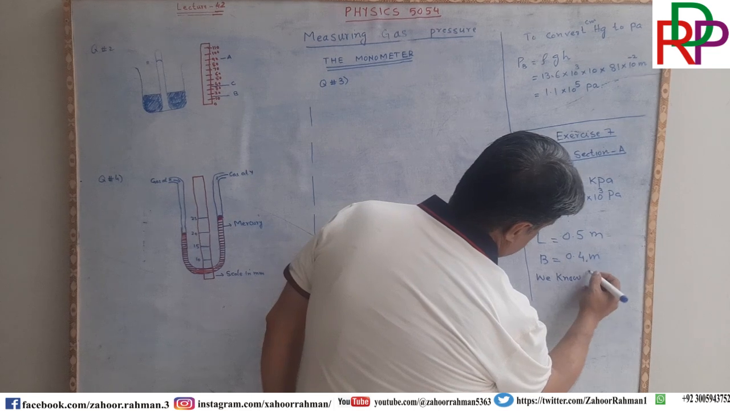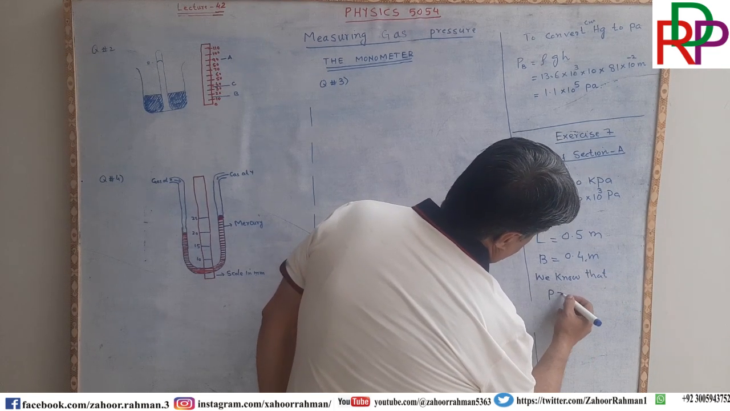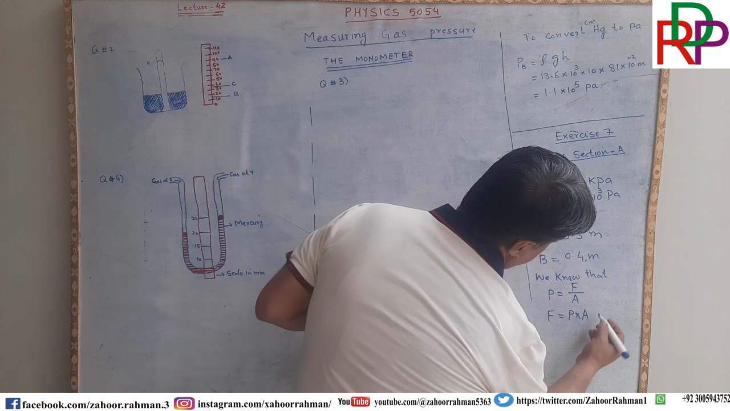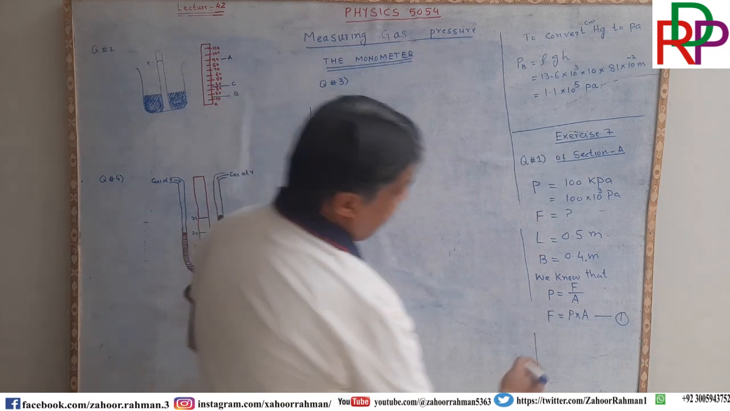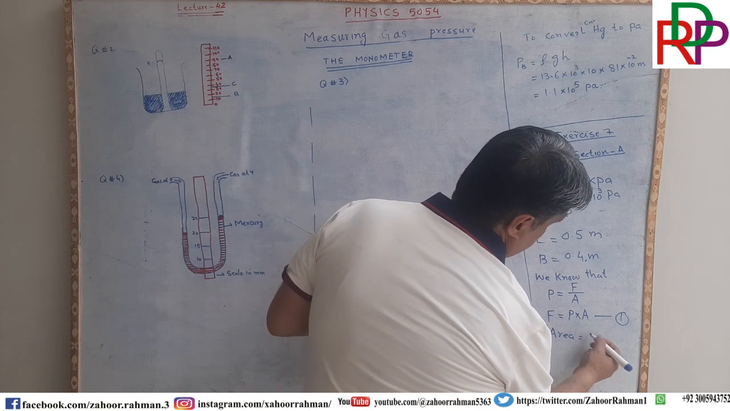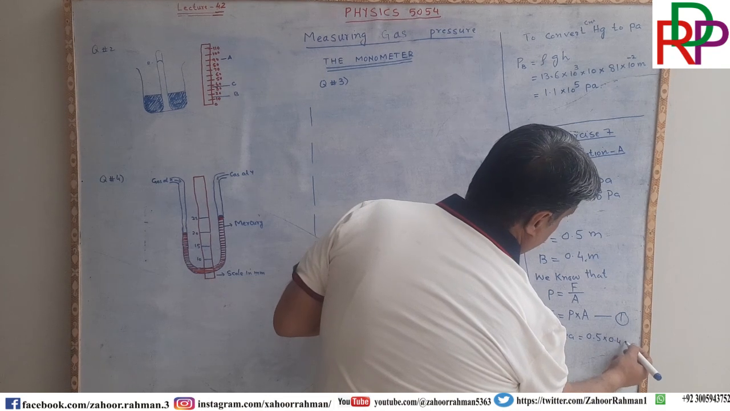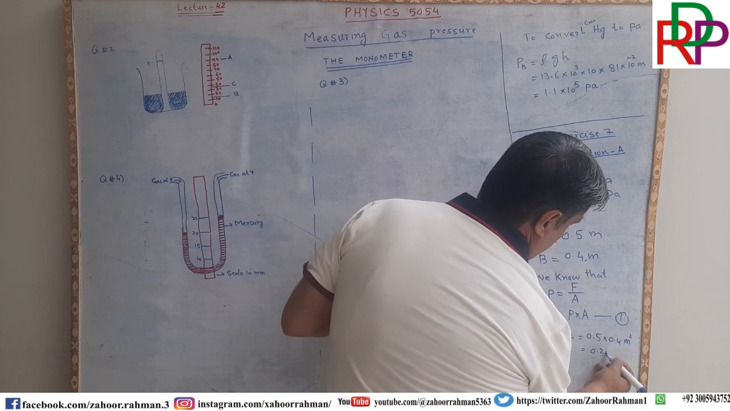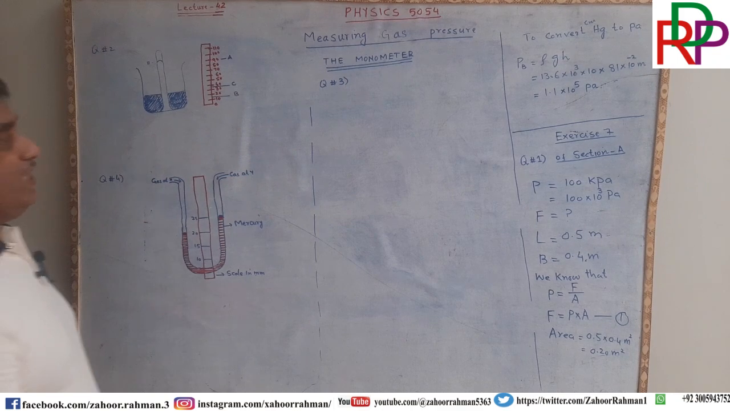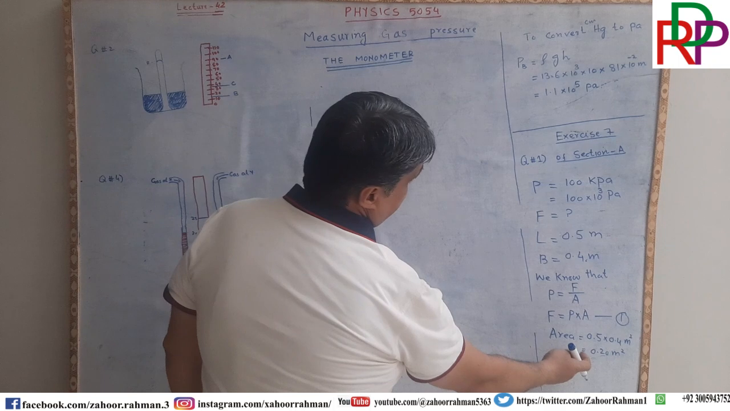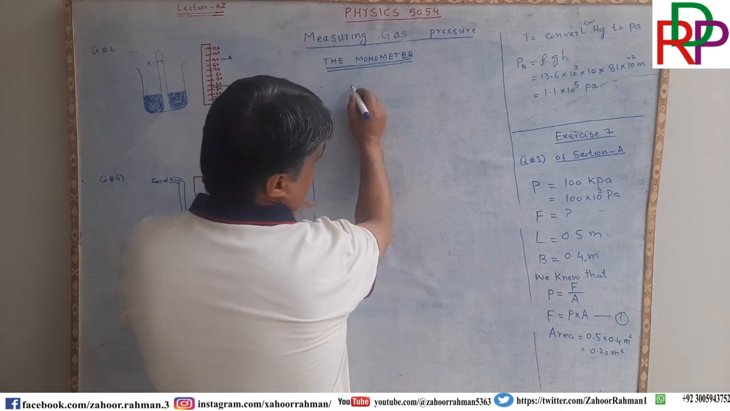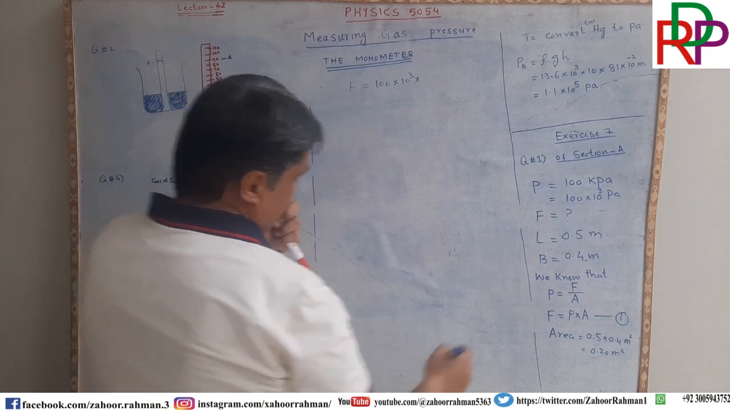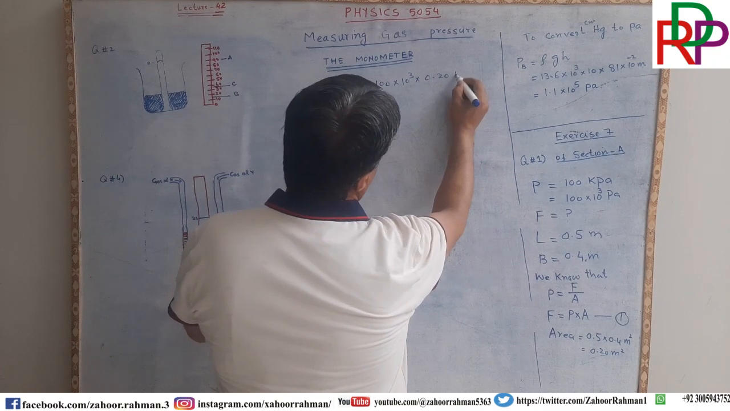We know that pressure is equal to force per unit area, and we are going to find the force. So first of all, we have to find the area, and area is equal to 0.5 into 0.4 meter square. When we calculate it, it will be 0.20 meter square. Now we have to put the values inside. This pressure is given as 100 into 10 raised to the power 3, and the area we found as 0.2, and that will be in Newton.